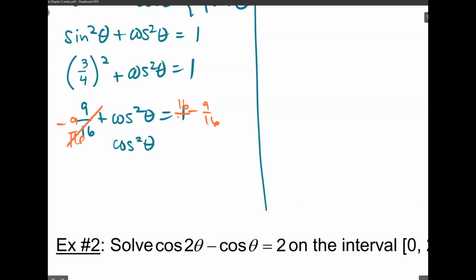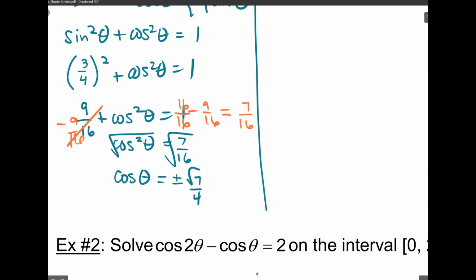1 is the same as 16/16. I'm only doing this because I'm running out of room. My bad. 16/16 minus 9/16 is going to be 7/16. Okay. So cosine squared is equal to 7/16. And oh my goodness, we've got to square root both sides. So you see cosine is equal to plus or minus root 7 over 4. Now, the reason I'm only going to take the positive one is sine of theta is 3/4. Is 3/4, like, where, how do I describe this?